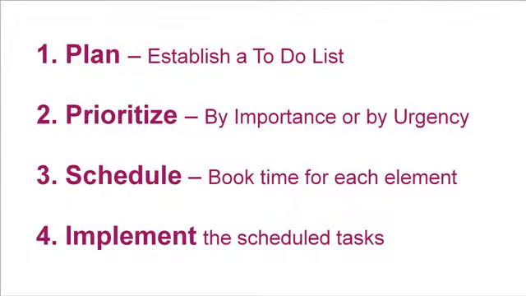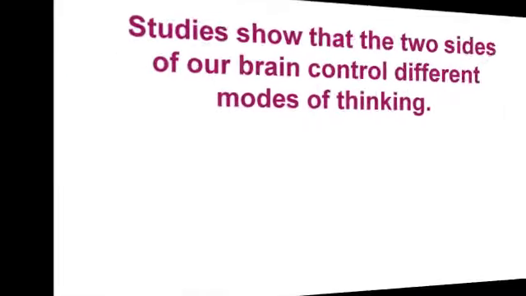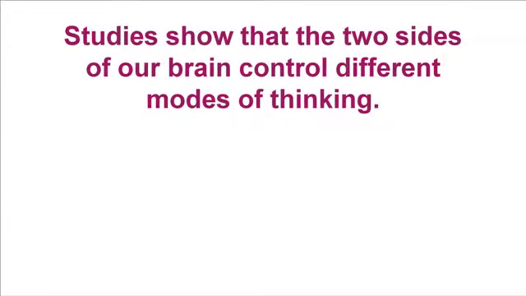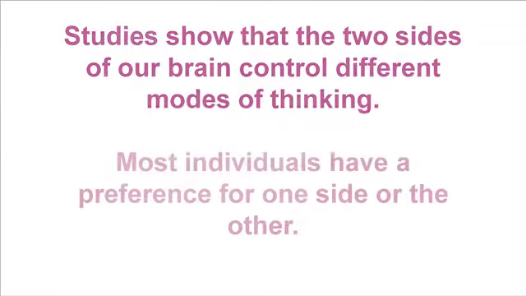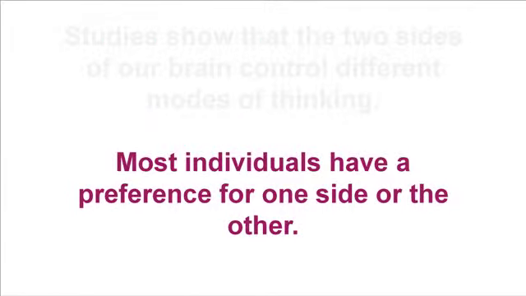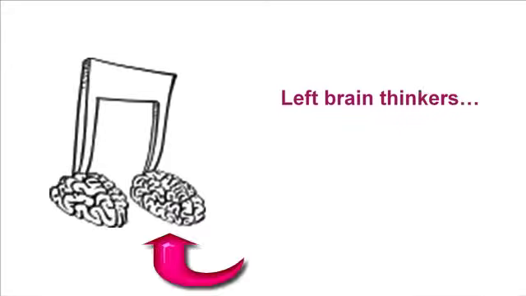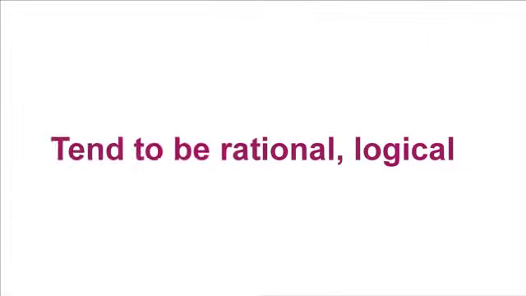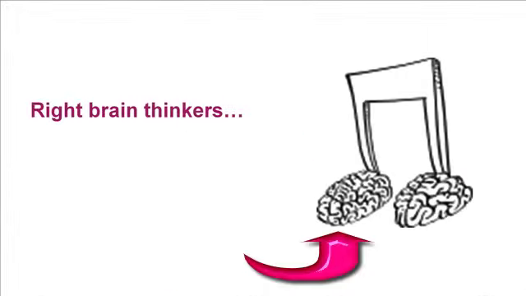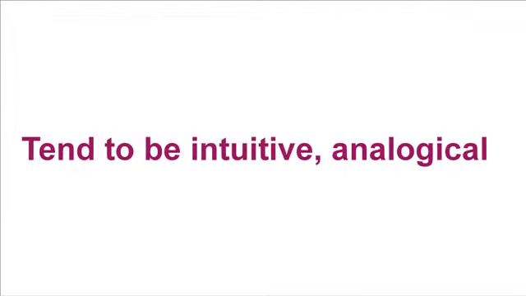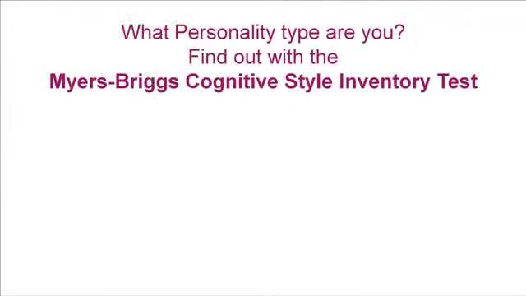Why is it that this seemingly simple process just does not work for all of us? Well, because we are not all the same when it comes to the way we think. Studies show that the 2 sides of our brain control different modes of thinking. Most individuals have a preference for one side or the other. Left brain thinkers tend to be rational and logical, whilst right brain thinkers look at the world in a more intuitive, analogical way. So, what personality type are you?